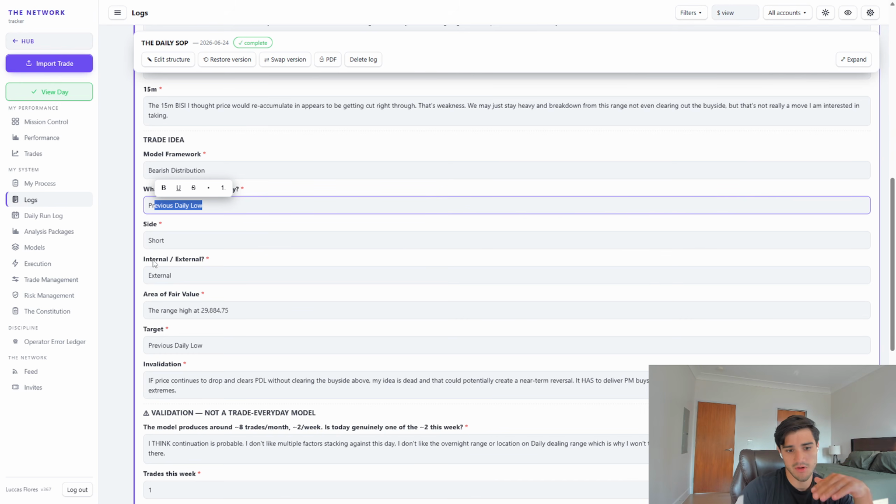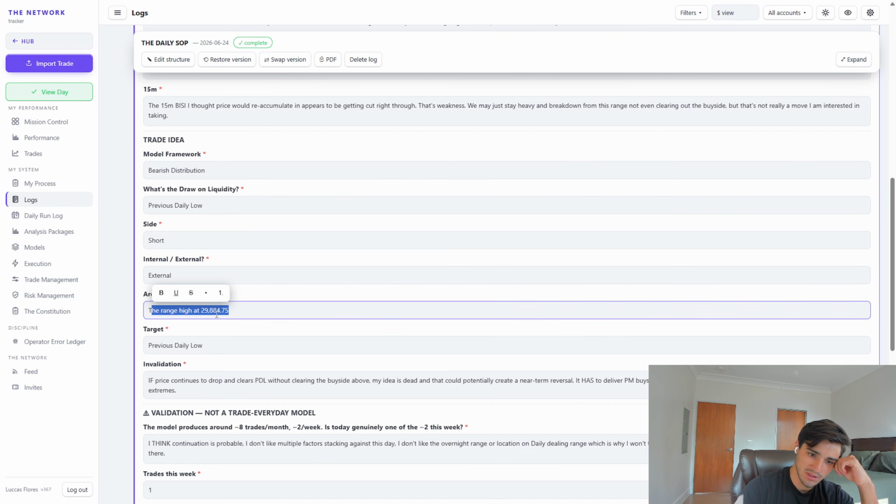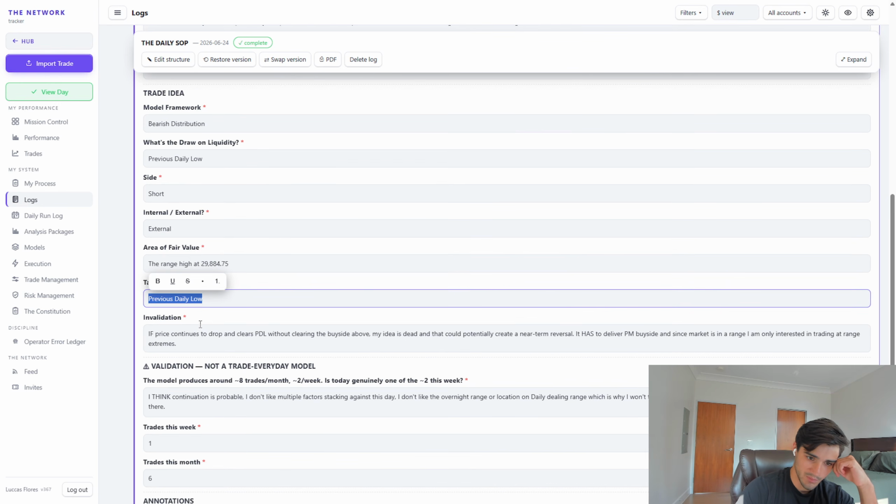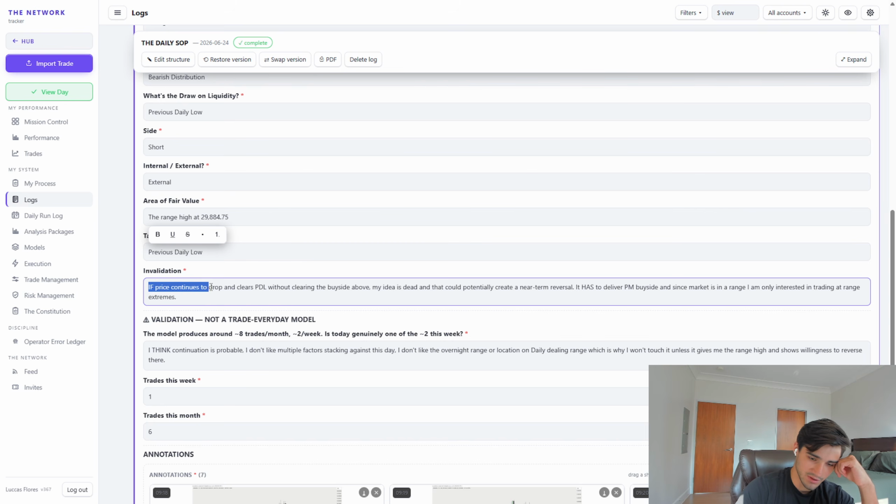Is my idea going to be internal or external? External, because I'm demanding that price runs above the buy side and takes those highs. The fair value where I'm looking to engage, fair value for me to be a seller, would be the range high, targeting previous daily low, and validation idea.